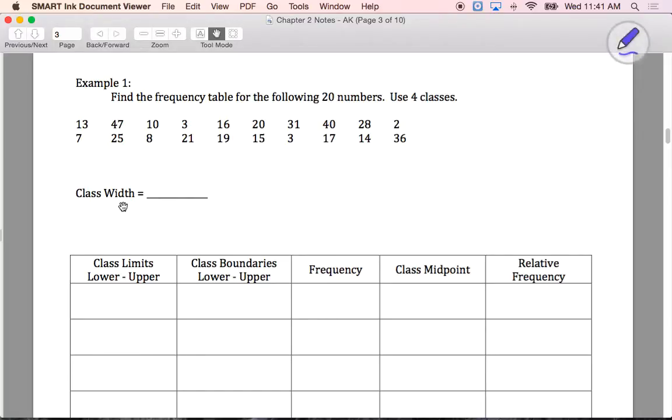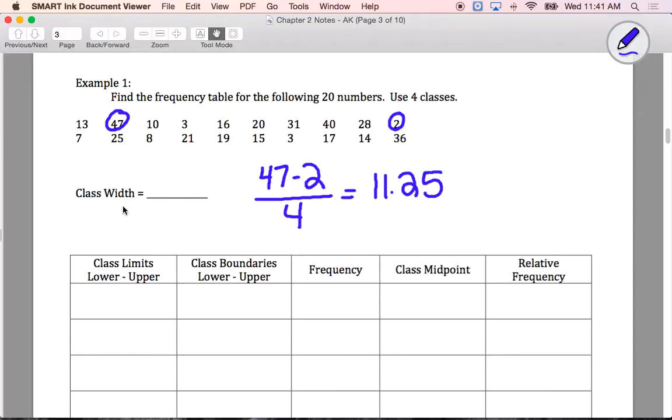So I find the biggest number in my group. We're going to find the smallest number in our group, and we're going to subtract them. So 47 minus 2, and we're going to divide that by 4 because we have 4 classes. Now when I do that, we're going to get 11.25. But you can't have 11.25 numbers. You're always going to round up for your class width. So we're going to make that 12. That tells me there are 12 options for each of my groups here when I group them.